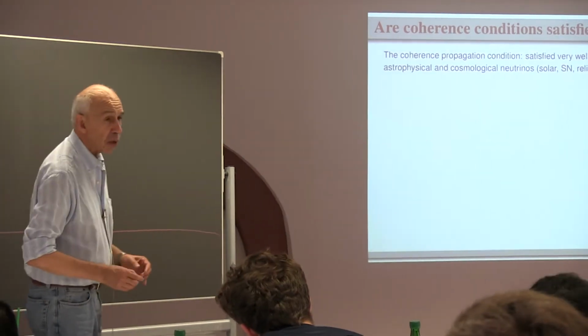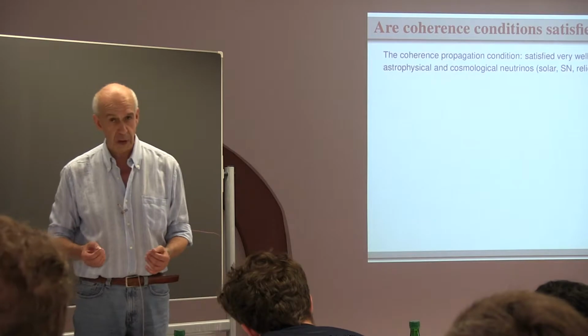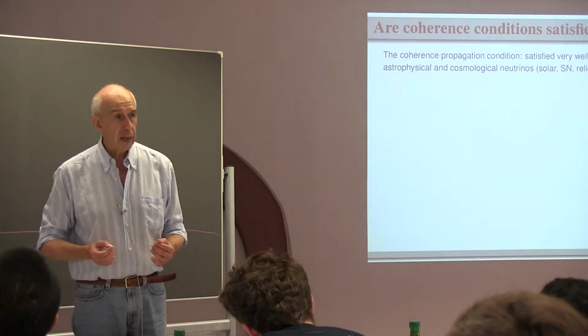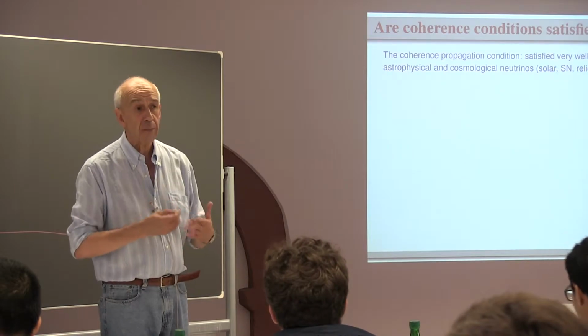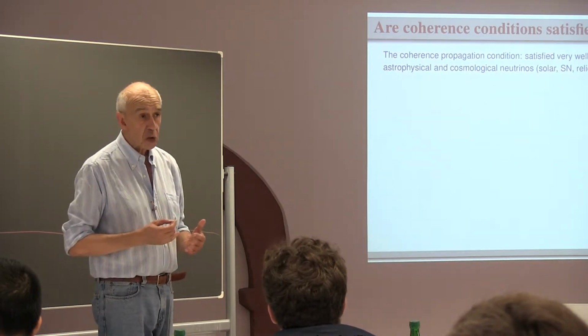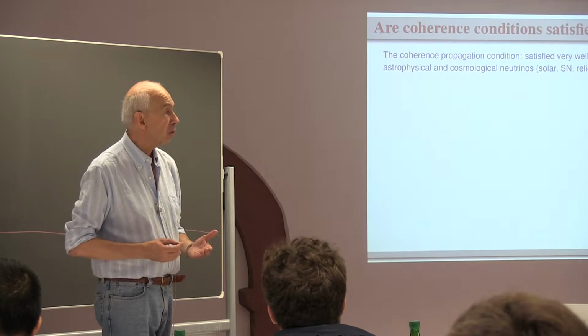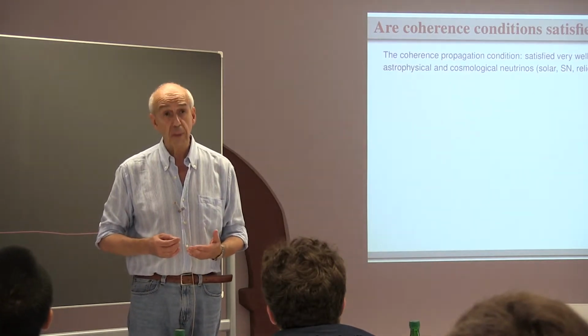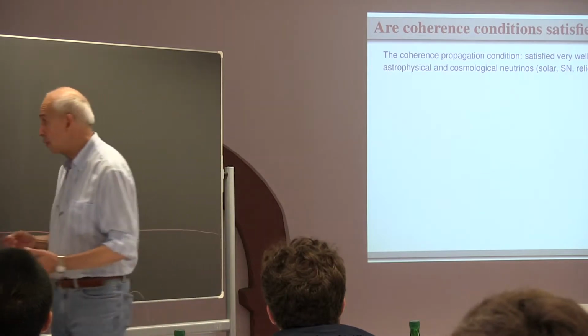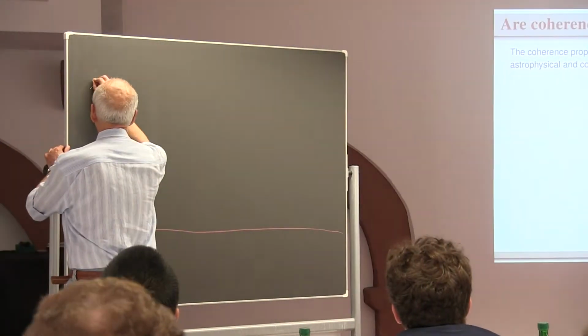Neutrino oscillations is a quantum mechanical interference phenomenon. And interference phenomenon requires interference of some amplitudes. And in this respect, neutrino oscillations are very similar to the famous electron diffraction double slit experiment. You remember this probably from textbooks of quantum mechanics.